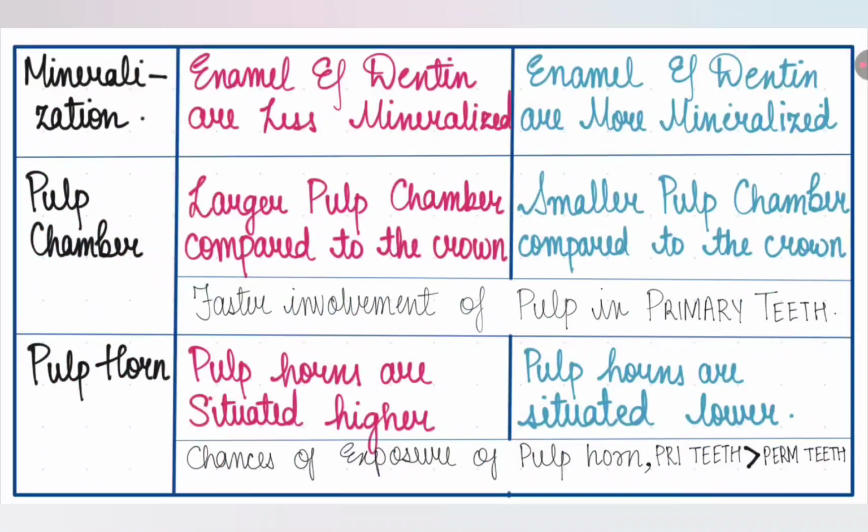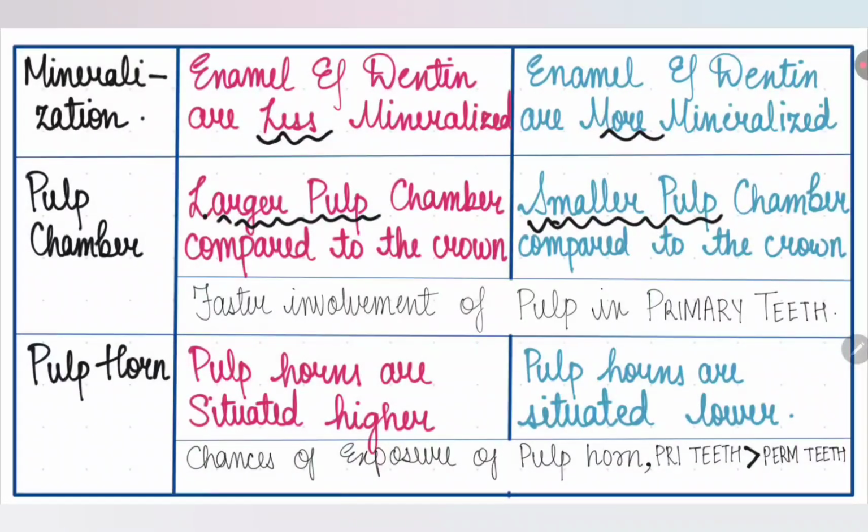Moving further, mineralization. Enamel and dentine are less mineralized in primary teeth compared to permanent teeth, right? Talking about the pulp chamber. In primary teeth, we have larger pulp chambers compared to the crown. But in permanent teeth, we have smaller pulp chambers compared to the crown.